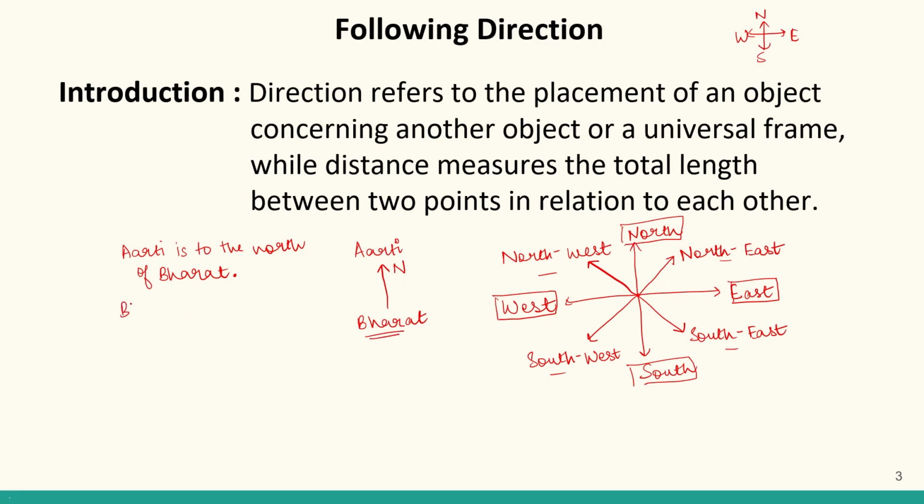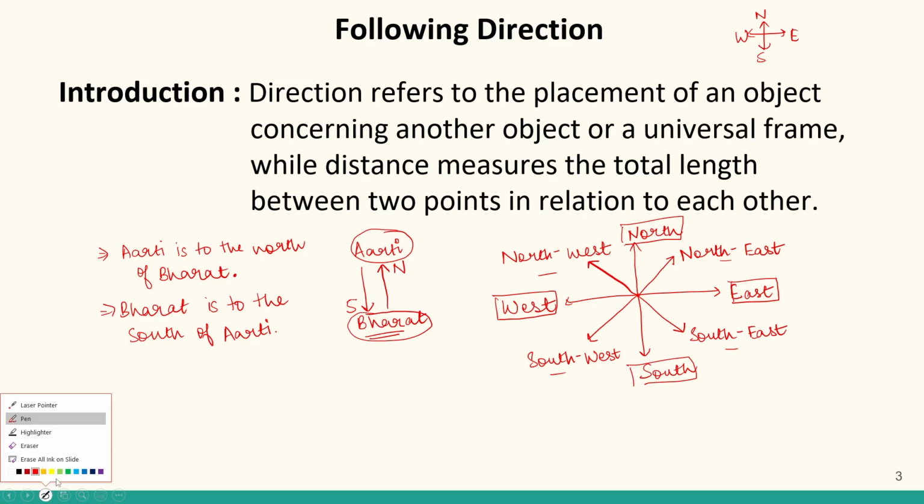Similarly, I can write that Bharat is to the south direction of Aarti. Right? Because if you look from the point of view of Aarti, Bharat is towards the south. So this concept of identifying the direction with respect to your original position is also very important from your examination point of view. Let us do a similar question. Let us understand this with the help of an example.